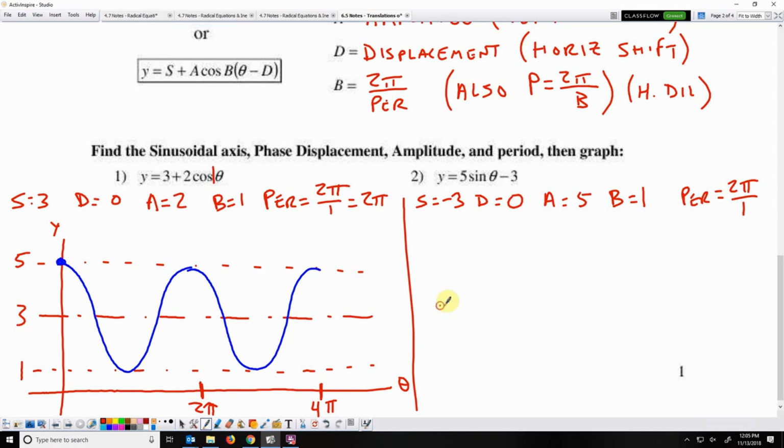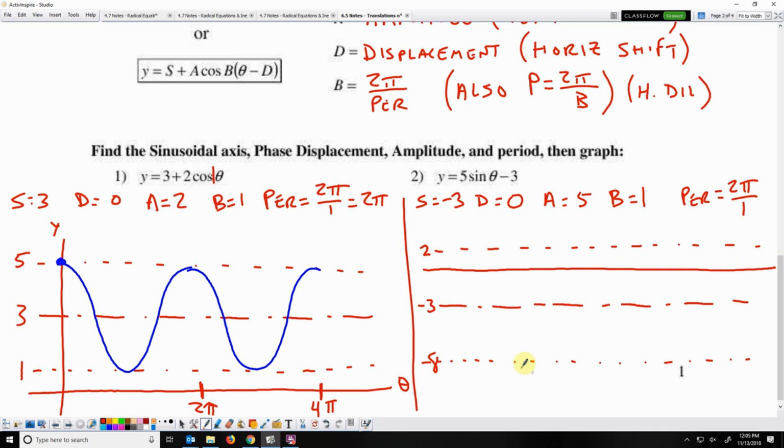Okay, so we'll draw in our sinusoidal axis. This time it is at -3. Our amplitude is 5. So we'll draw in a maximum. And we'll draw in a minimum. The amplitude is 5. -3 plus 5 is 2. -3 minus 5 is -8. So there's my maximum and minimum. 0 is between -3 and 2. So I'll put my theta axis right in here, a little closer to 2 than -3. I went a little too far with that one because I need to put in a theta.